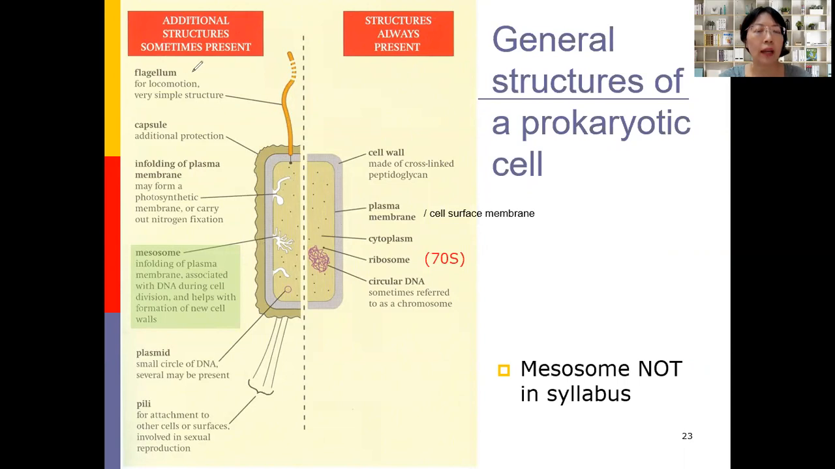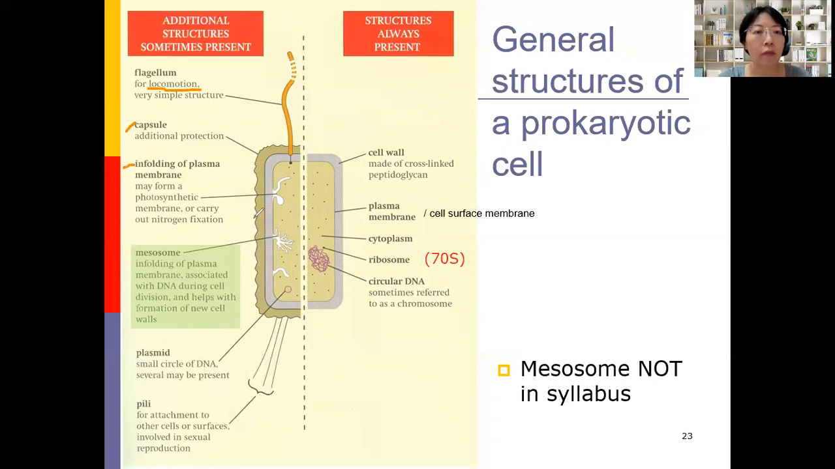We have got flagellum. So some bacteria will have flagellum for locomotion. Locomotion means to move. Okay, loco means location. So to move from one location to the next location. So locomotion. Okay, then capsule. Capsule is usually a gel-like substance that's surrounding outside of the bacterial cell wall. So that will provide additional protection to the bacterium.